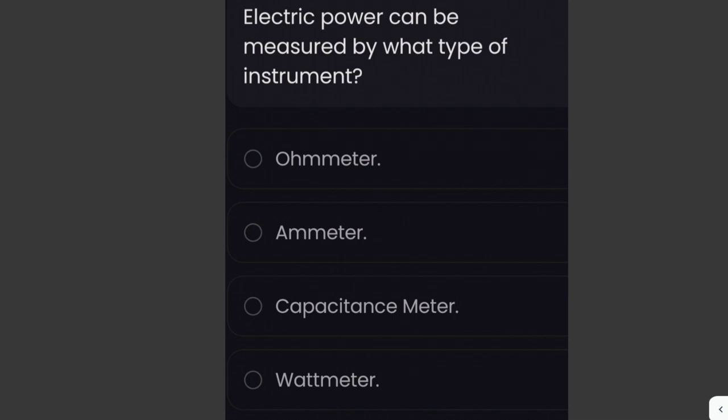Electric power can be measured by what type of instrument? The answer here is watt meter. A watt meter is an instrument specifically designed to measure the electric power consumed by a device or circuit. It typically consists of voltage and current measuring elements and provides a direct measurement of power in watts. By measuring both voltage and current, a watt meter can calculate the power consumption accurately, accounting for factors such as power factor in AC or alternating current circuits.